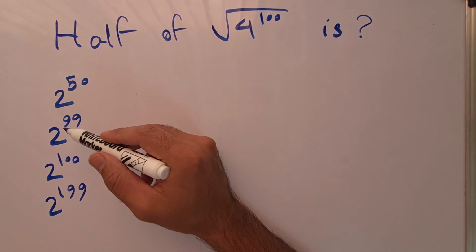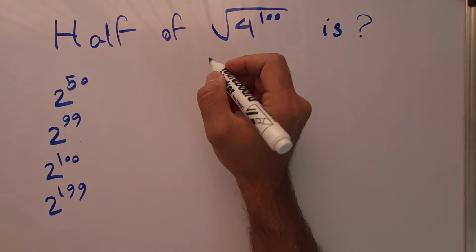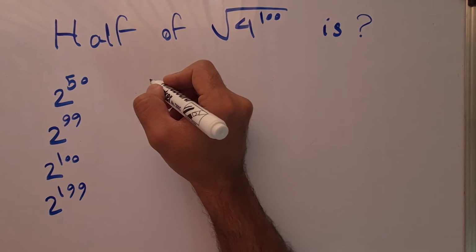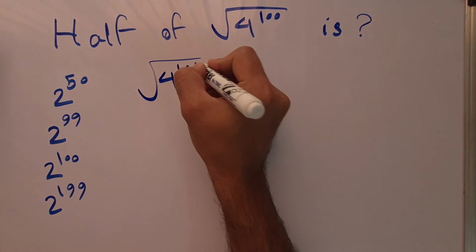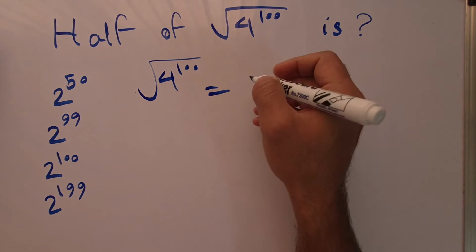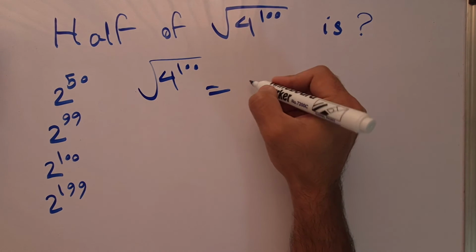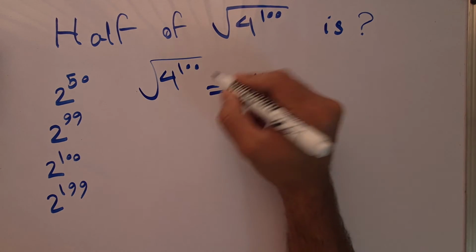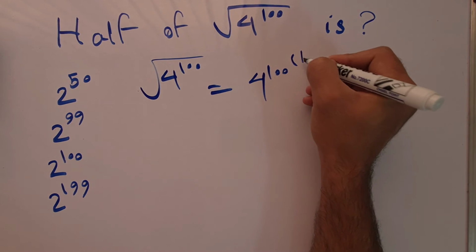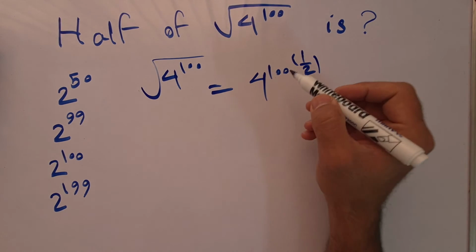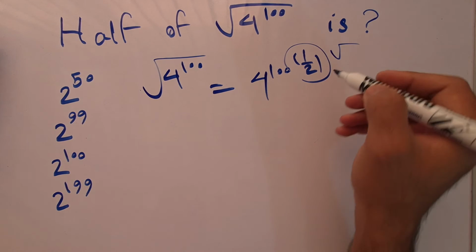199. As you can see, all of them have similar bases of 2. So let's just start and simplify. Square root of 4 to the 100, right? Since this is a square root, we can write it as raising to the power of 1/2. So let's remove the radical sign: 4 to the 100 and to the 1/2. That's the same thing because 1/2 is the square root sign or the radical sign.